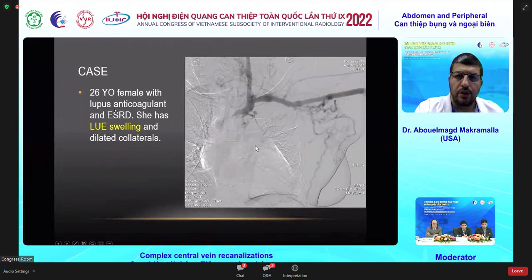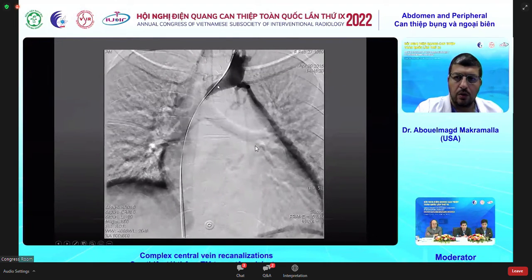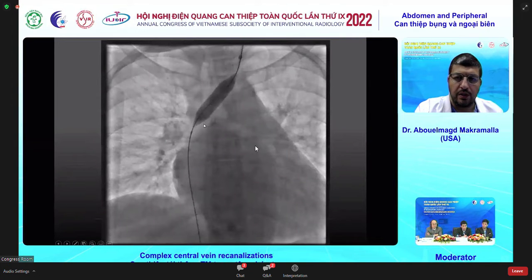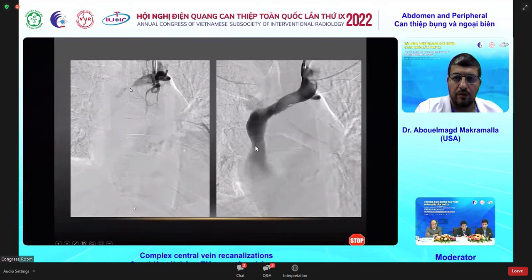This is another patient, 26-year-old, with left upper extremity swelling and dilated collaterals, with a history of lupus anticoagulant. You can see there's a severe stenosis of the brachiocephalic vein. So we got across the severe stenosis. It wasn't an occlusion. The wire, as you can see, is totally occlusive, and then we were able to angioplasty the left brachiocephalic vein, and we got excellent results. So we decided not to place a stent, especially since this patient was very compliant. And these are the images of the left brachiocephalic vein before and after angioplasty.